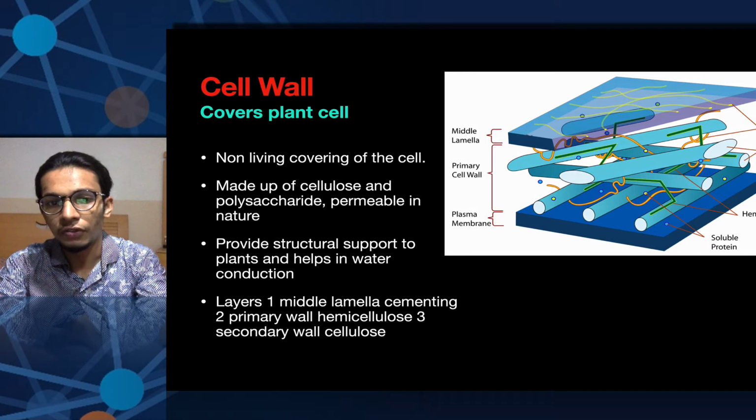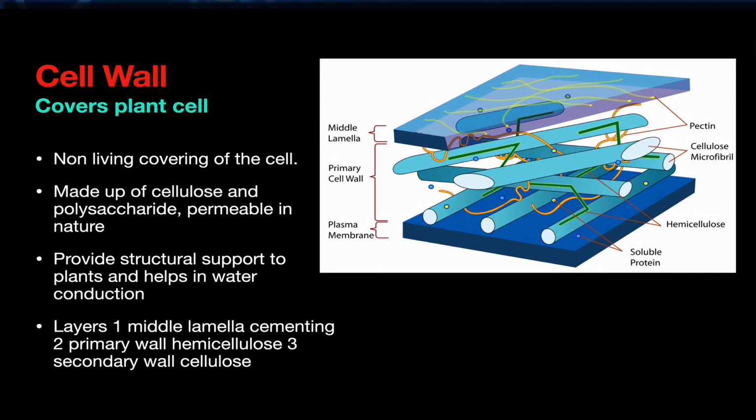Layers, we have 3 layers. Middle lamella, then we have second primary wall, then we have third secondary wall. The middle lamella, as you can see in the picture, primary wall, and at the bottom and at the upside, we have middle lamella. So these are some confusing layers which are made up of different components.